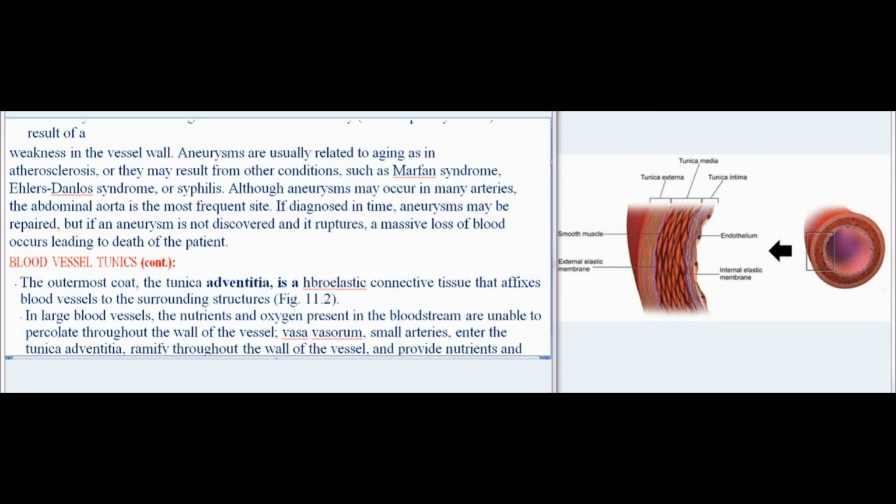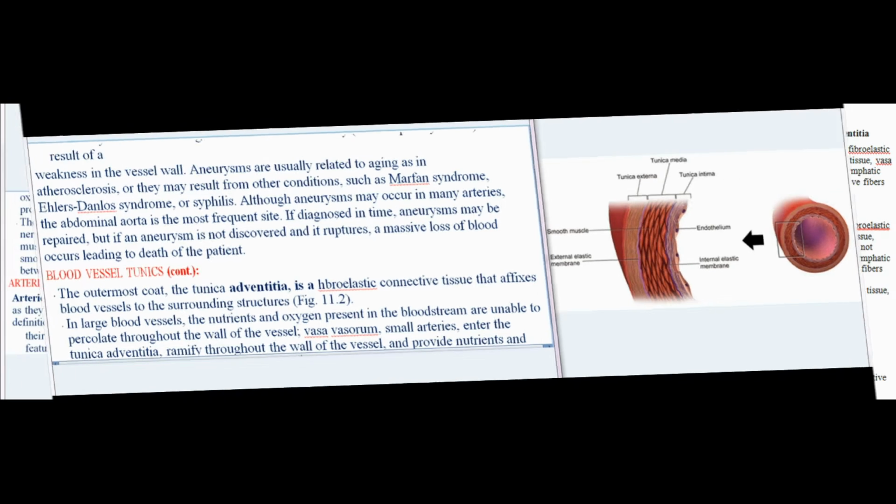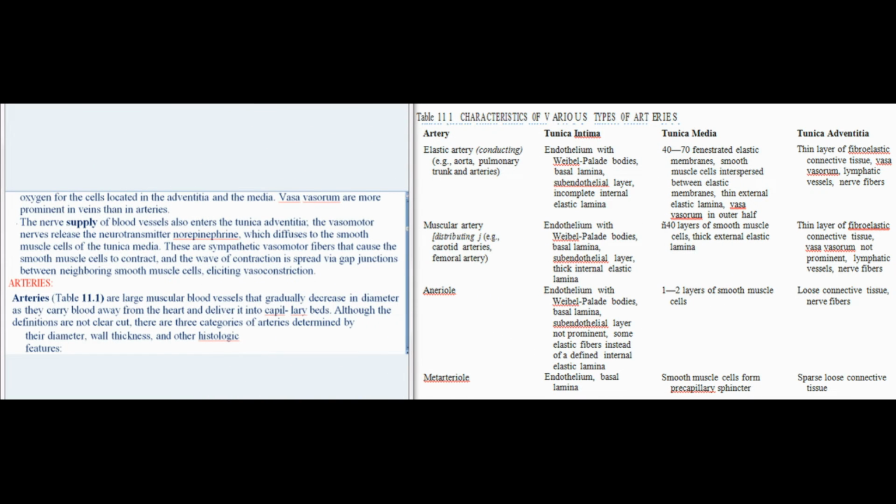Blood vessel tunics, continued. The outermost coat, the tunica adventitia, is a fibroelastic connective tissue that affixes blood vessels to the surrounding structures, Fig 11.2. In large blood vessels, the nutrients and oxygen present in the bloodstream are unable to percolate throughout the wall of the vessel, so vasa vasorum are present. Small arteries enter the tunica adventitia, ramify throughout the wall of the vessel, and provide nutrients and oxygen for the cells located in the adventitia and the media.